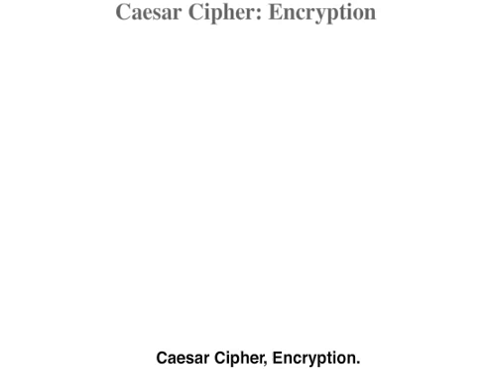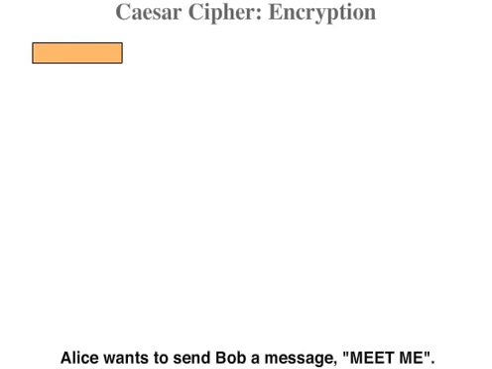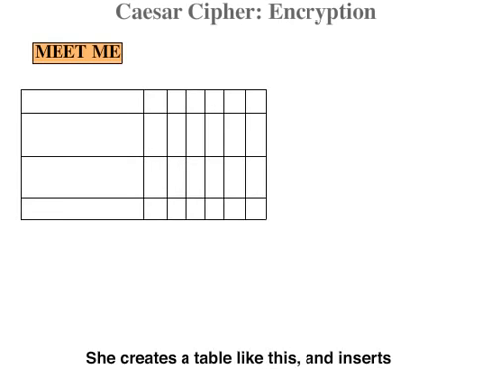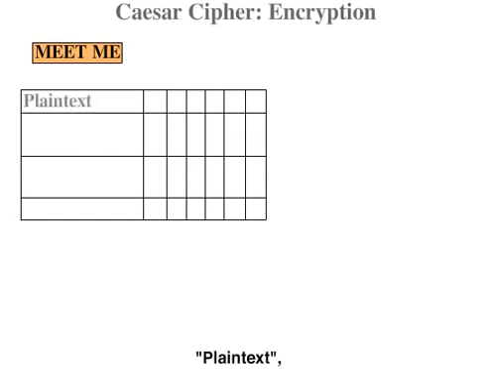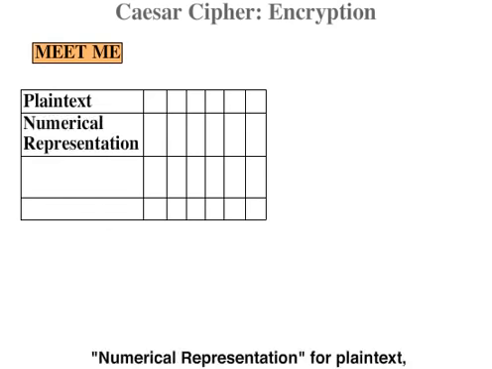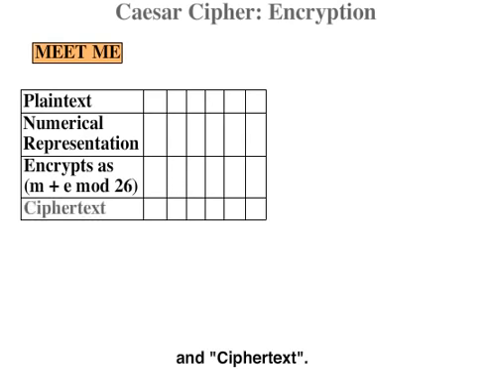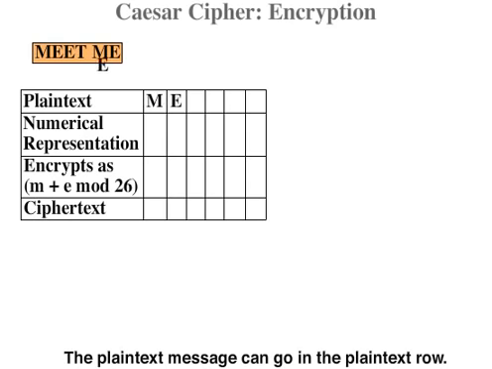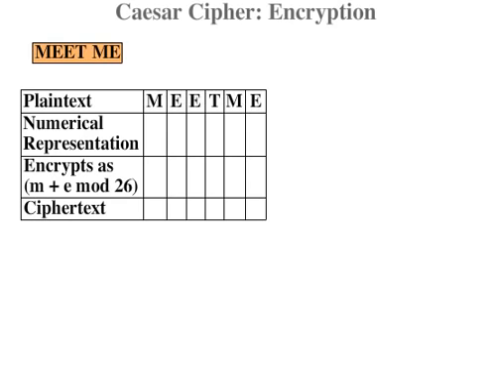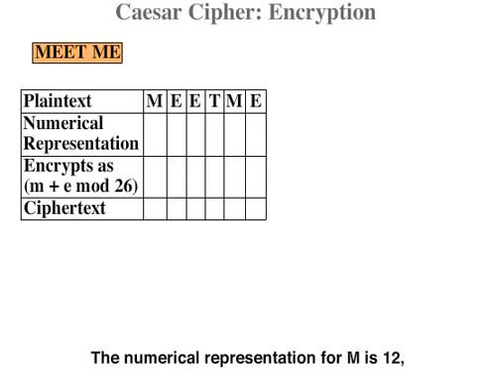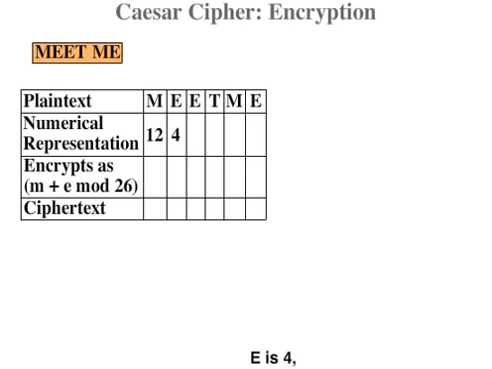Caesar cipher encryption. Alice wants to send Bob a message: meet me. She creates a table like this and inserts plain text, numerical representation for plain text, encrypts as M plus E modulo 26, and ciphertext. The plain text message can go in the plain text row. The numerical representation for M is 12, E is 4, again E is 4, T is 19, M is 12 again, and E is 4.